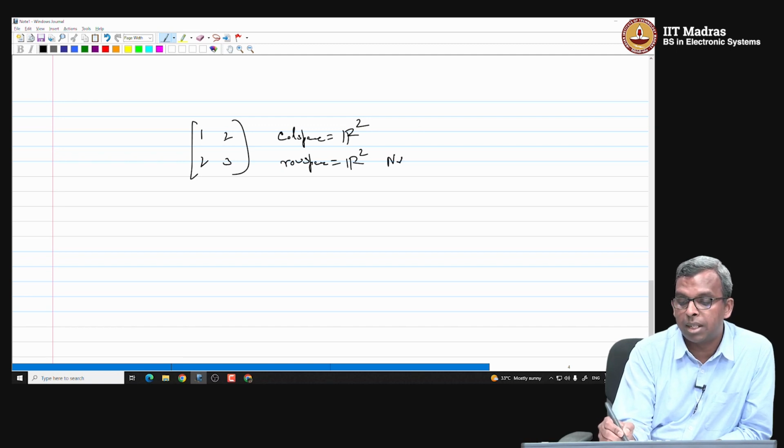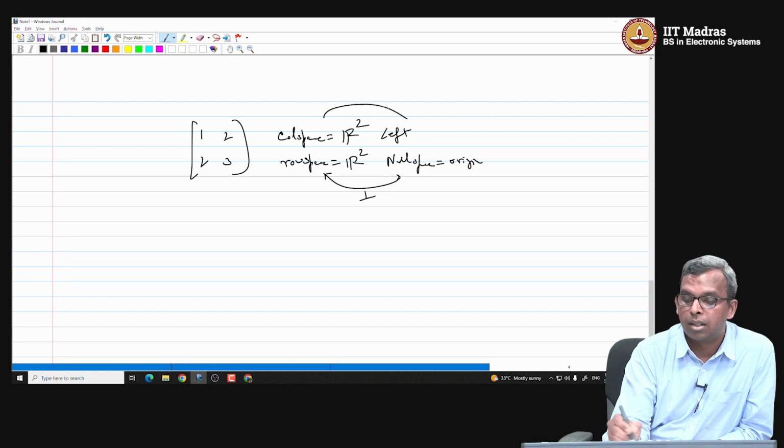So what is the null space? Null space is going to be the origin, and left null space. These two are duals, right? These two are perps of each other. Likewise, these two are perps of each other. The left null space equals the origin.